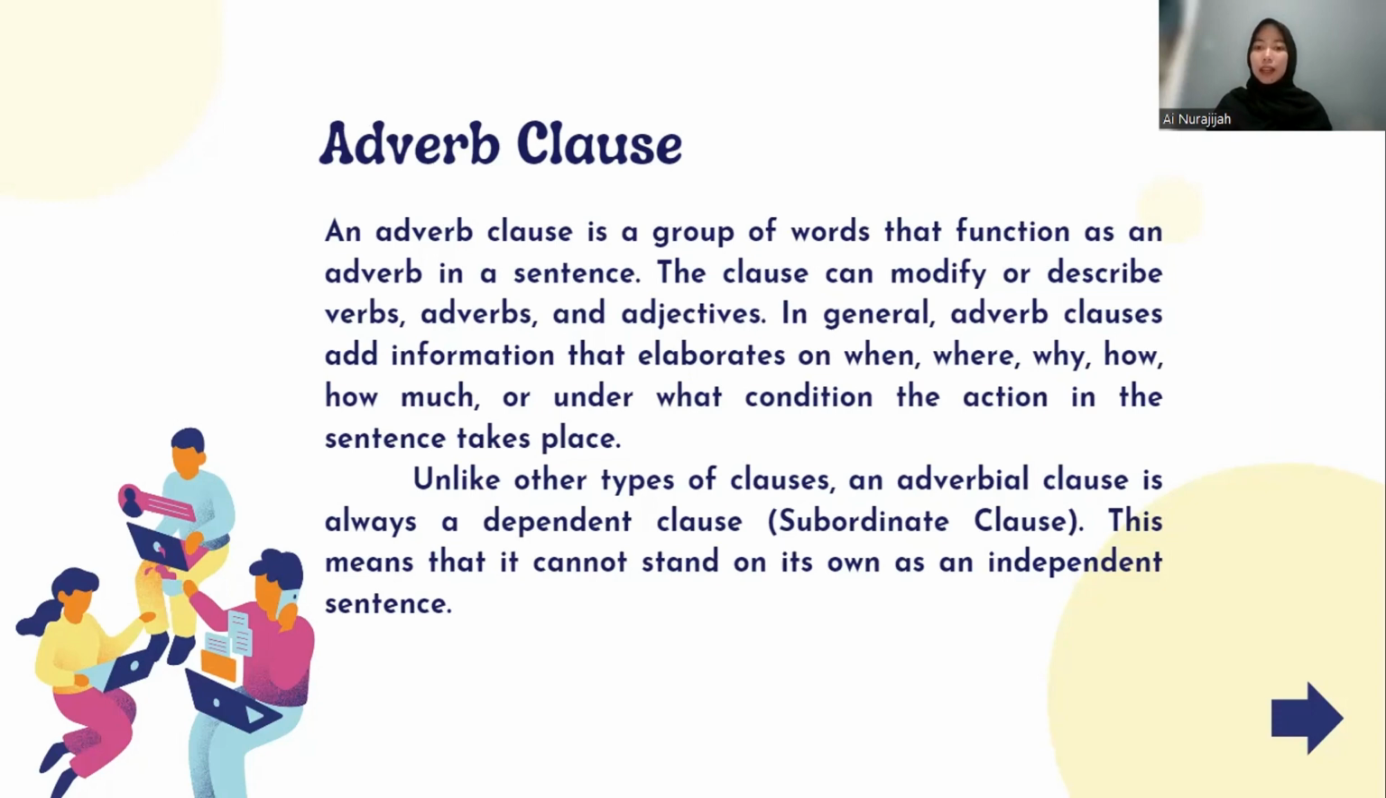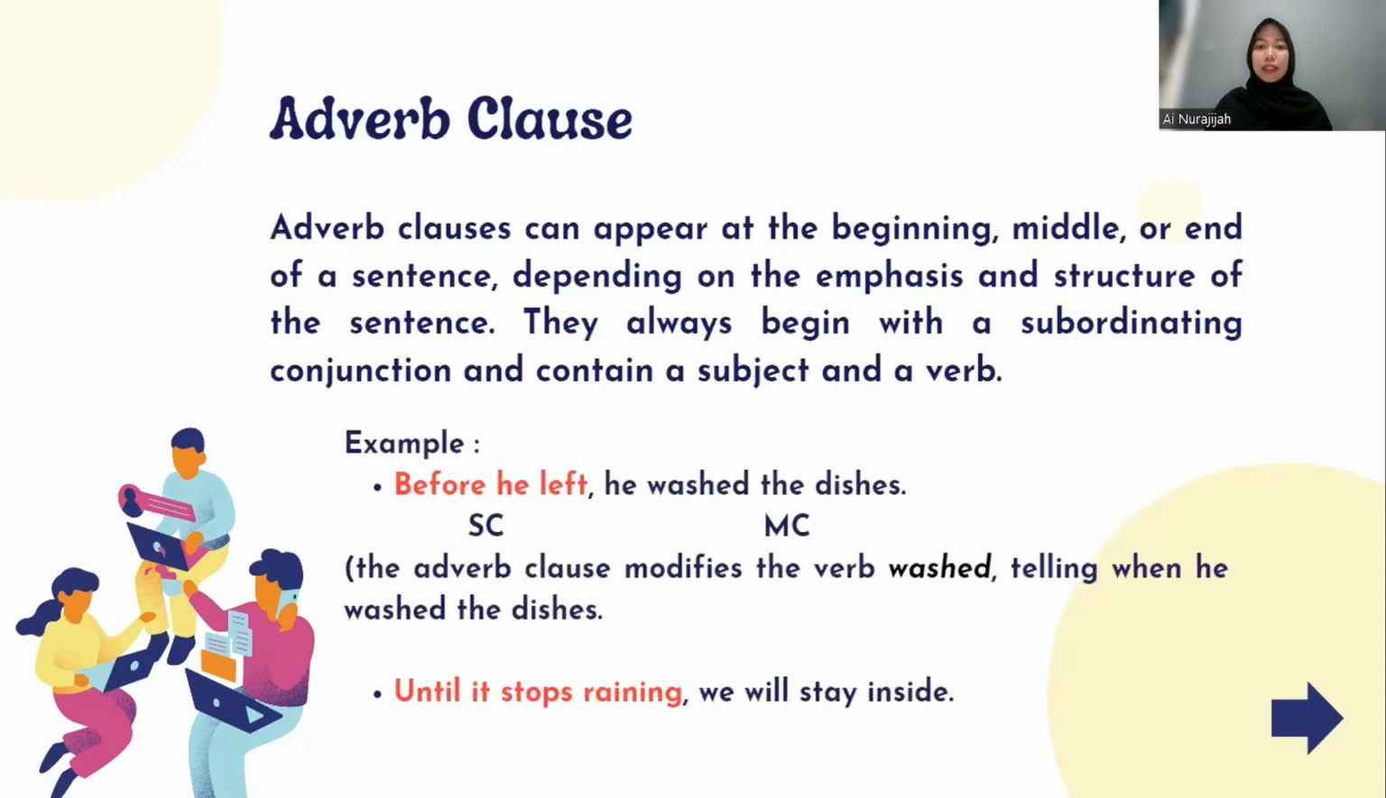Unlike other types of clauses, an adverbial clause is always a dependent clause or subordinate clause. This means that it cannot stand on its own as an independent sentence. Adverb clauses can appear at the beginning, middle, or end of a sentence, depending on the emphasis and structure of the sentence. They always begin with a subordinating conjunction and contain a subject and a verb. So the form of adverb clause is always a subordinating conjunction plus subject and verb.